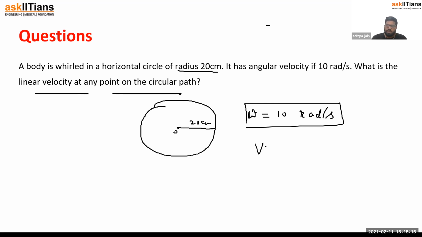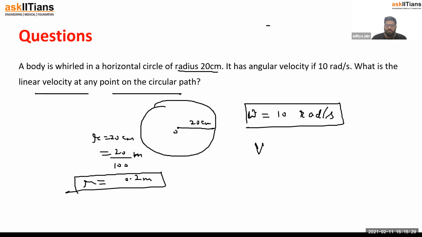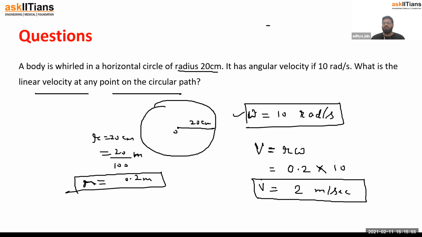So it is asking about the linear velocity v, and we know our radius is given as 20 centimeter. SI units will be meter, so it will be 20 by 100 meters, which gives 0.2 meters. So the radius is 0.2 meter. Angular velocity is 10 radian per second. So what should be the linear velocity? We have already seen the relation between linear velocity and angular velocity, that v is equal to r omega. You know r is 0.2 meter and omega is 10 radian per second. So the answer will be 2 meter per second. This is the linear velocity at any point on the circular path.